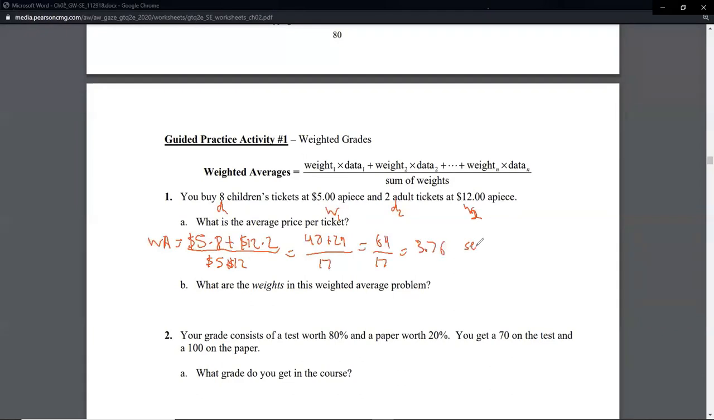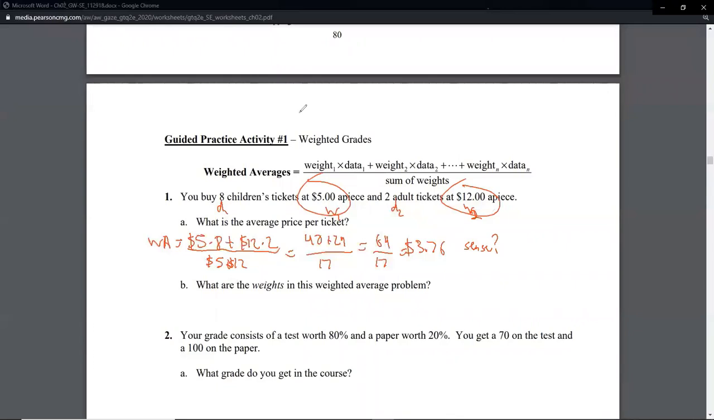Does it make sense? What is the average price per ticket? $3.76? What? No, that doesn't make sense. Some of the tickets cost $5 and some of the tickets cost $12. In no world does this make sense. How is the average cheaper than the cheapest ticket you bought? So that tells us, if you didn't goof the math, which we didn't, that you goofed up what you assigned as data and weights. We flip-flopped them.